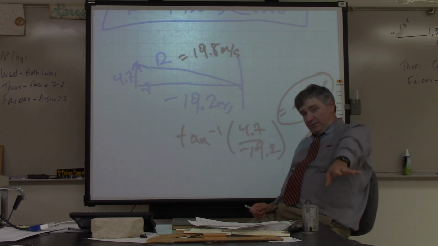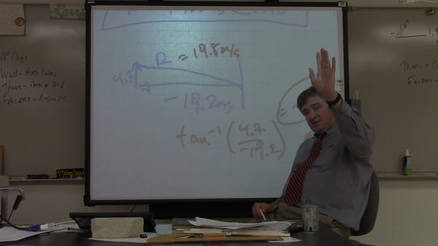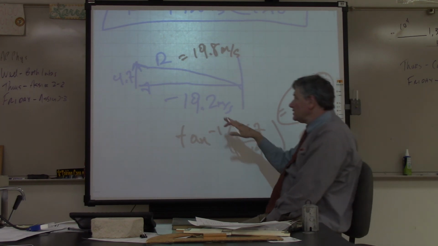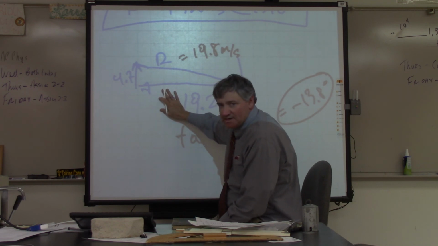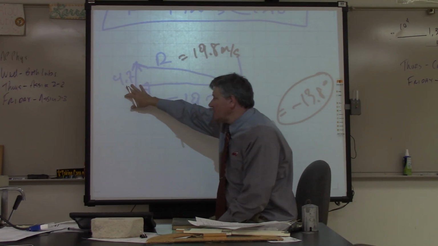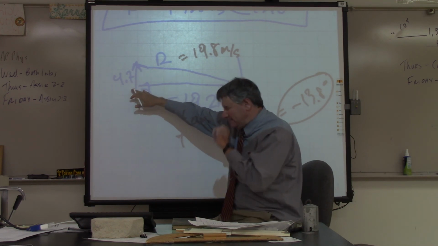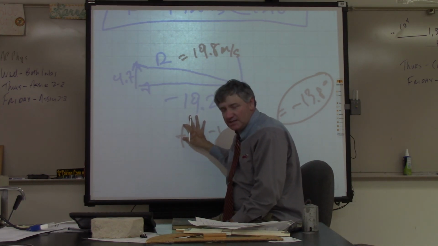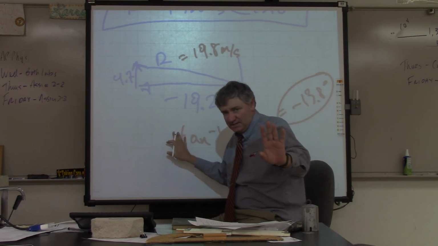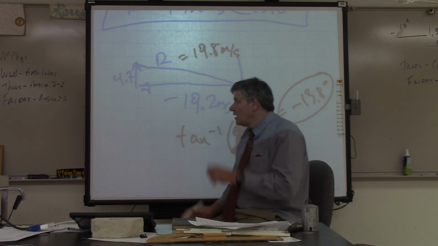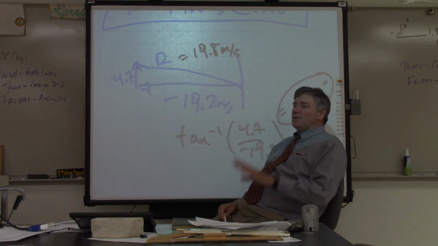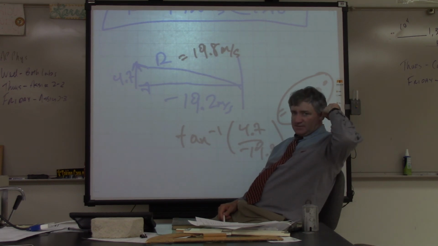Now, what I would do, and this is where the old dogs have an advantage: I would not even mess with that negative sign. Honest to God, I wouldn't even mess with it. I would just take the inverse tangent of 4.7 divided by 19.2 and get 13.8 degrees. Then I'd find that angle and subtract it from 180. That way you don't have to muck around with negative signs.